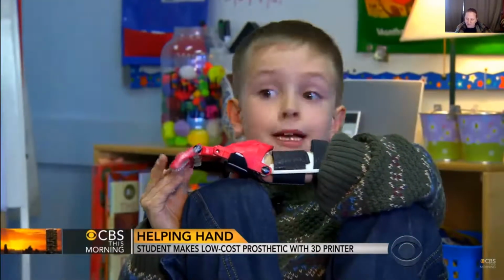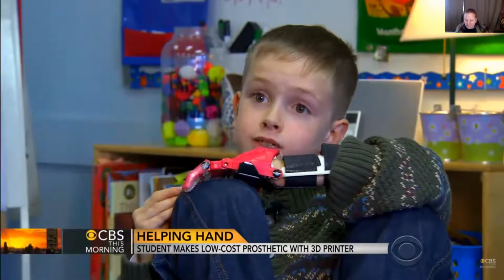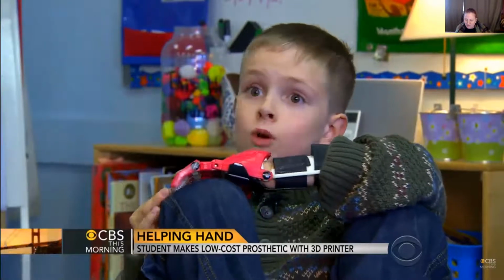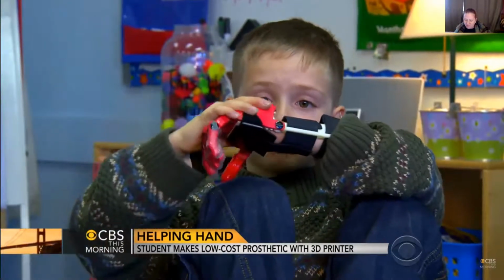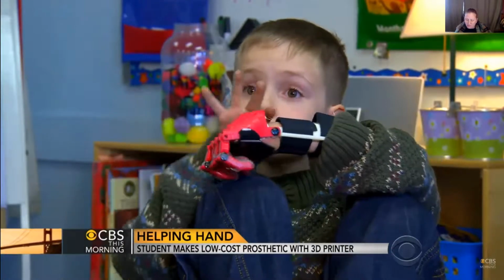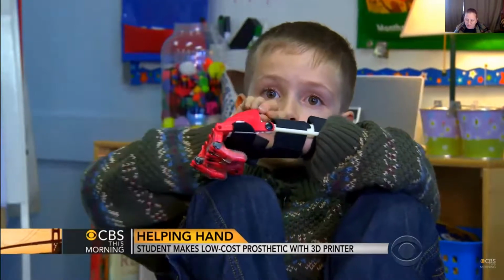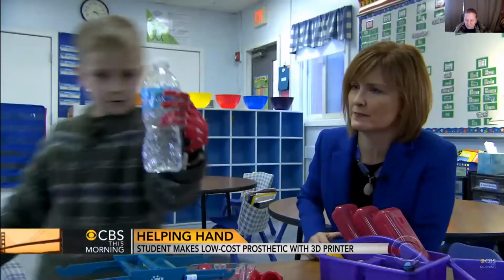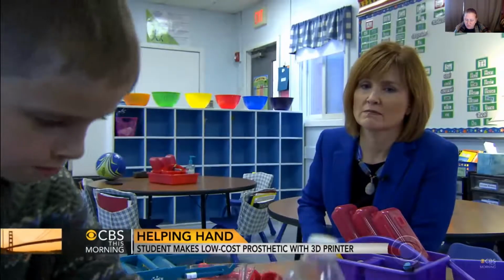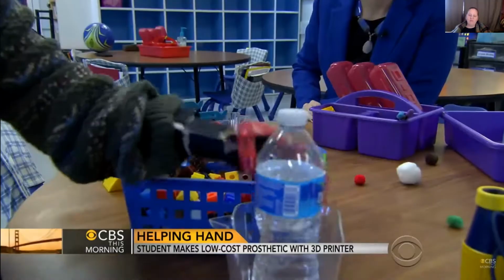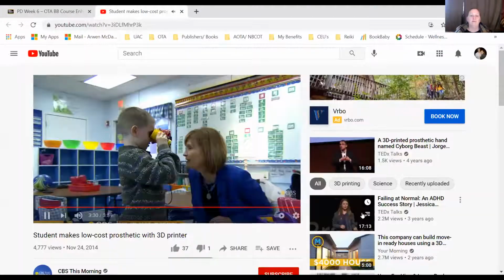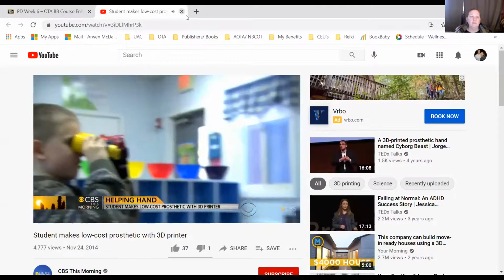Well, I'm actually really happy because I think once I get the best hands, he'll make more like it for those kids, so then they'll have the best kind of hand too. 11 more children are already waiting for their new hands. For CBS This Morning, Anna Werner, Chapel Hill, North Carolina.